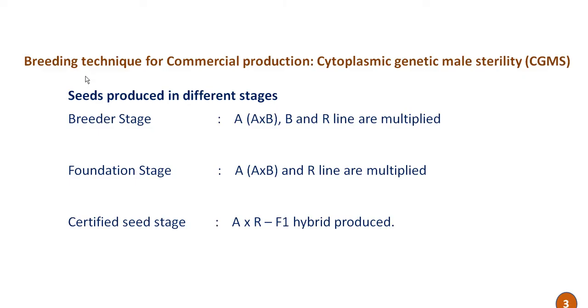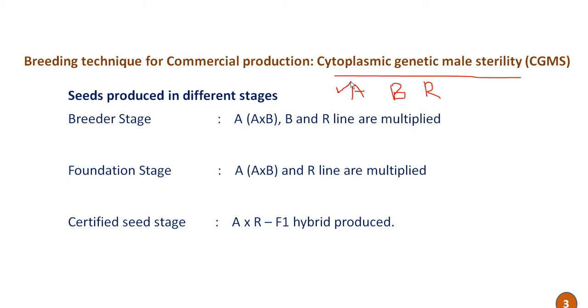And in case of rice, the commercial hybrid seed production is generally done by using the cytoplasmic genetic male sterility system, that is the CGMS system, and this is also known as the three-line system, in which there are three lines: A line, B line and R line. So this is the CGMS system in which there are three lines.